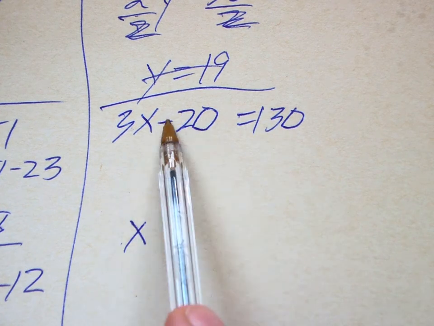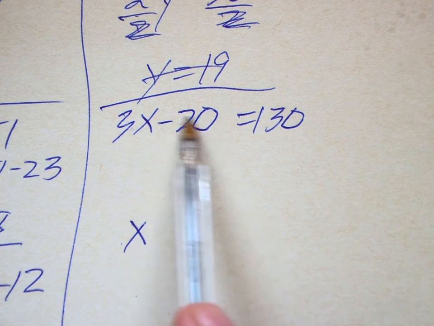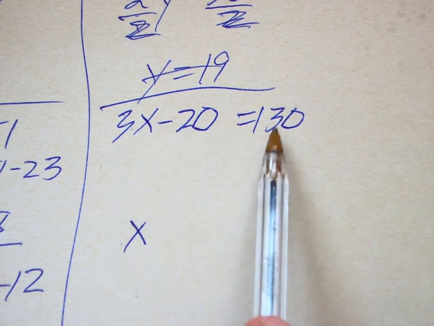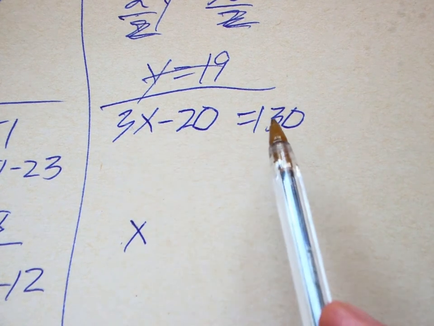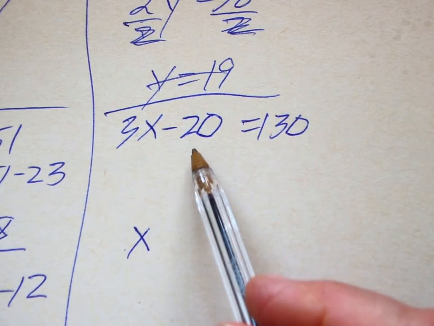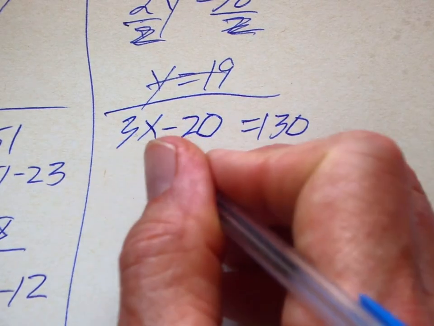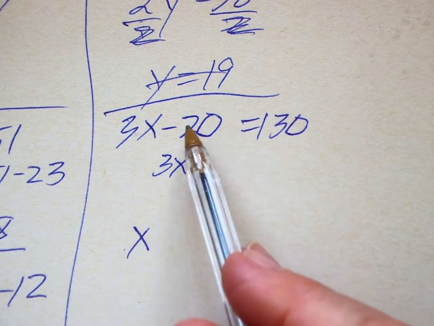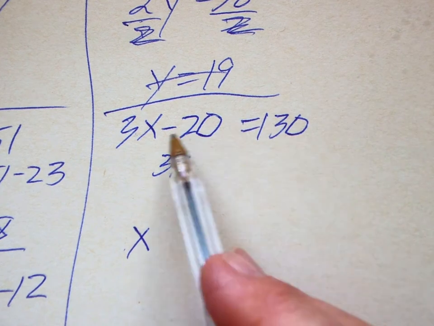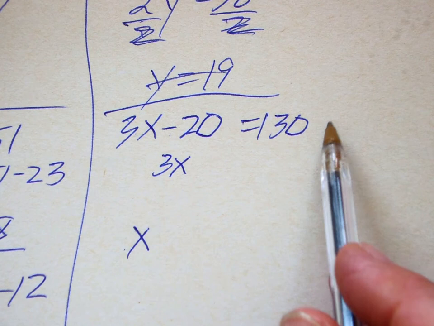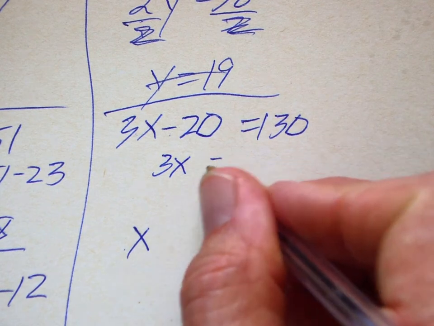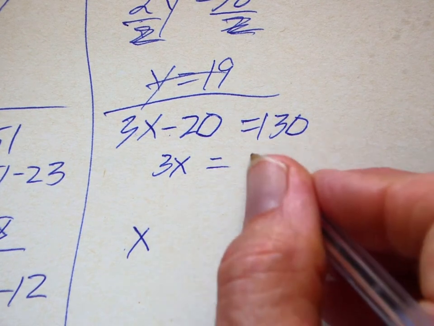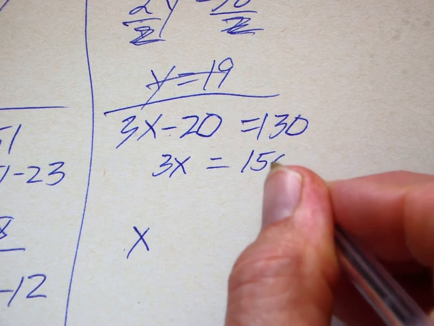What I want to do first is get rid of the 20. If I get rid of the 20, I only have 2 things to divide later. So that's what I'm going to do. I'm going to add 20 to both sides. That'll give me 3x here. And when I say I'm adding 20, it's kind of like I'm moving the 20 to this side, but it's take away here, so it's going to be plus here. You add 20. 130 plus 20 is 150.